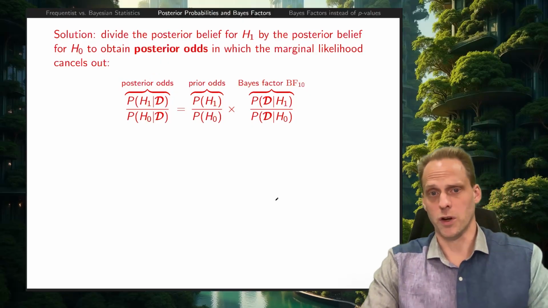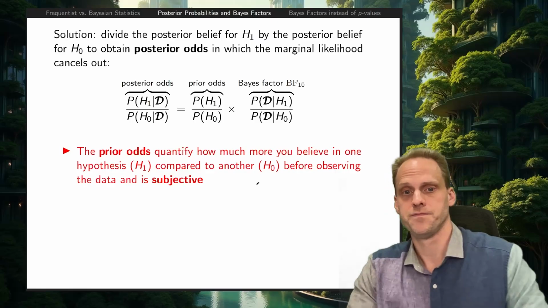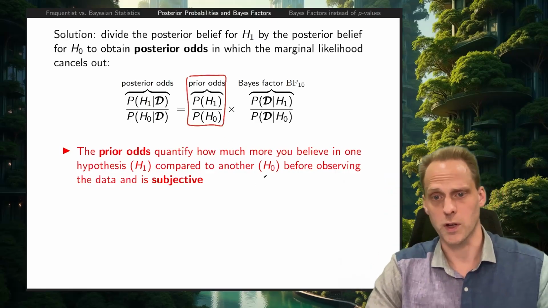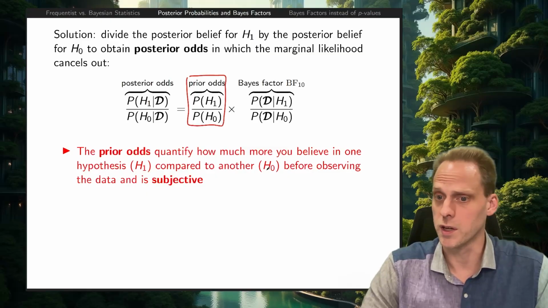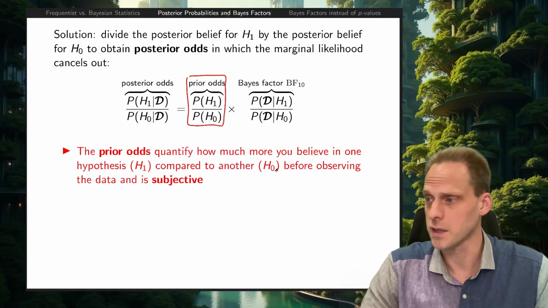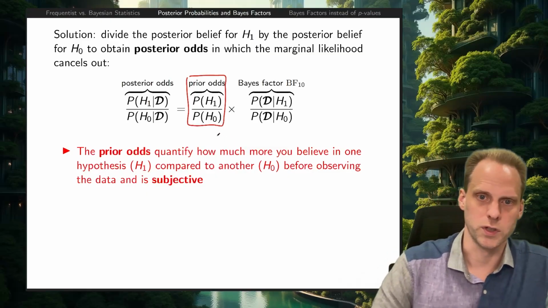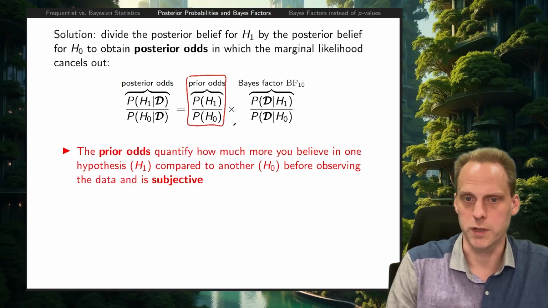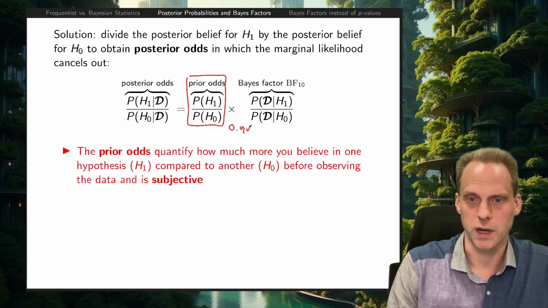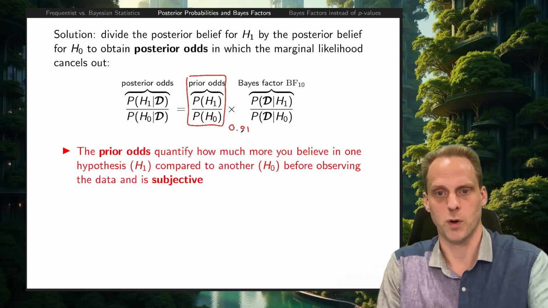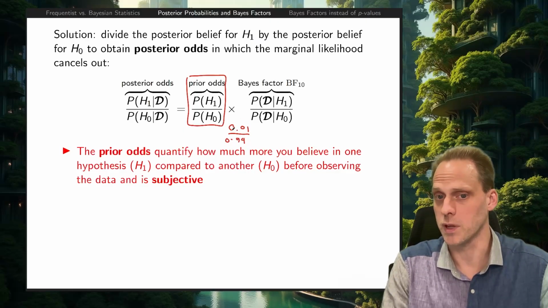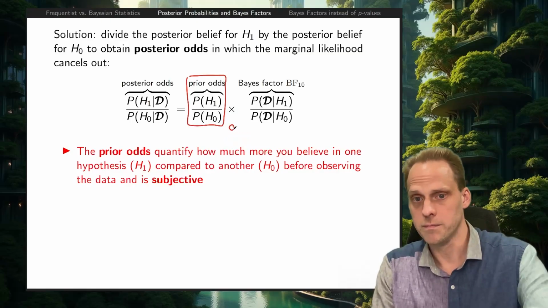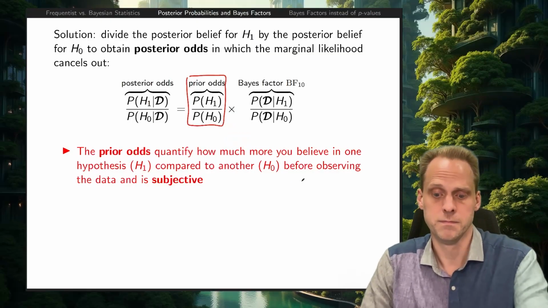Now this posterior odds consists of 2 parts. The prior odds quantify how much more you believe in one hypothesis compared to another before observing the data. So for example, for my case of clairvoyance, it would be 0.01 divided by 0.99. If I have a 1% belief in the alternative hypothesis and 99% belief in the null hypothesis. That's something you can fill in. That might be different for every person.